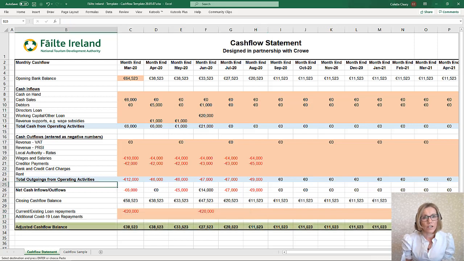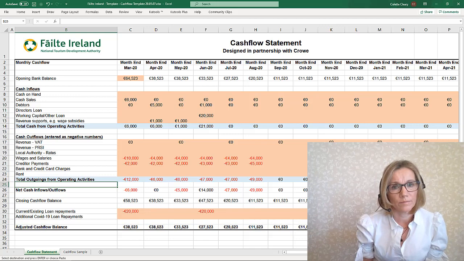Your cash flow balance for the end of each month is shown on this row, the adjusted cash flow balance, and is the starting position for the following month. The Excel template and guidance note to support this video are located here on the Fáilte Ireland website.